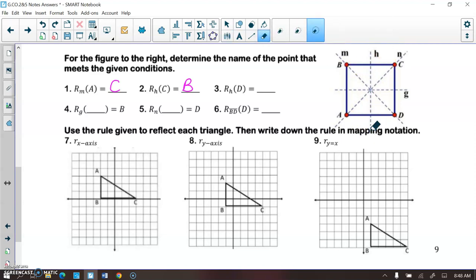Notice that I said the word map because it's still a transformation. We're mapping points on top of each other. So now I'm going to reflect point D over line H. I'm traveling perpendicular to line H, and then perpendicular the same distance on the other side, I wind up on point A.